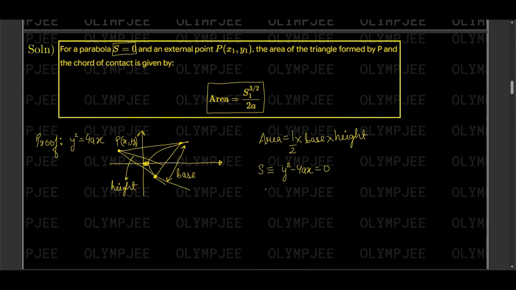Now S1 is defined as the value of S at x1 comma y1. So this will be y1 square minus 4ax1. We have just put x1 comma y1 in this equation. So that is S1.